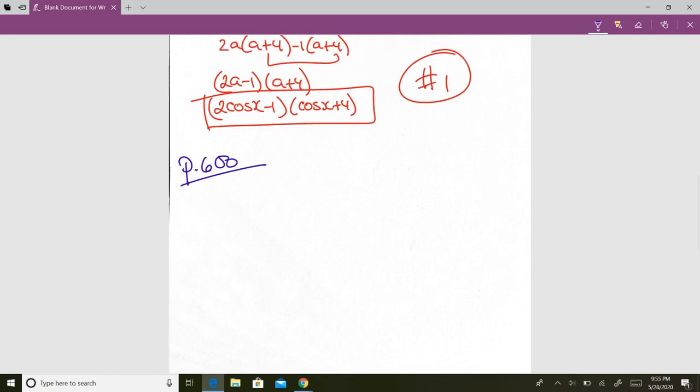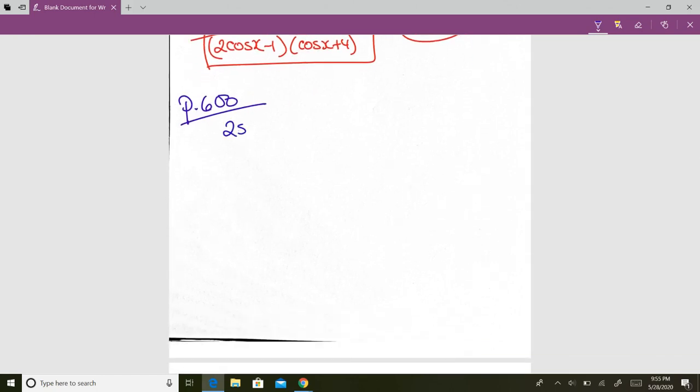We are going to do the first example, which is 2 minus sine squared x equals 1 minus sine x. They want you to solve it when x is between 0 and 2 pi, and they want the general solution.